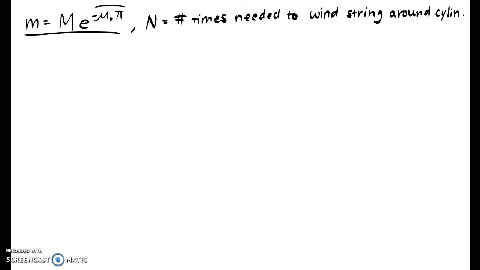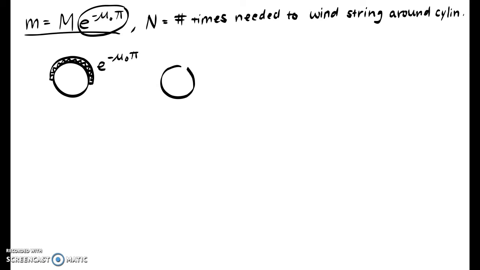So when n equals some number like 1, 2, 3, 4, and so on, we have to multiply this coefficient, e to the negative mu0 pi, more times. Every time we wrap it around the cylinder, we have to multiply by it again. When n equals 0, we have just this amount of friction, expressed by e to the mu0 pi. But when n equals 1, we have another loop around the top.